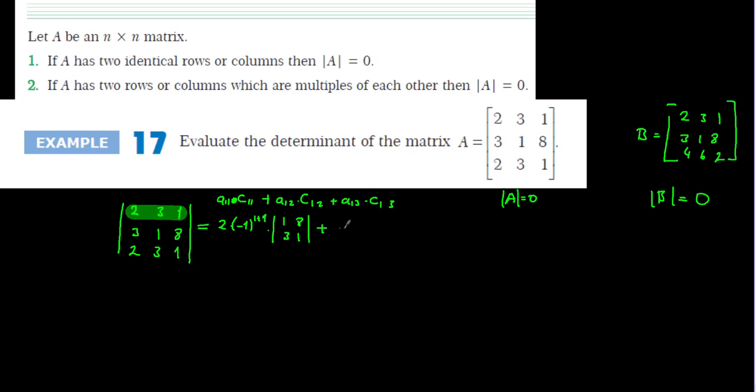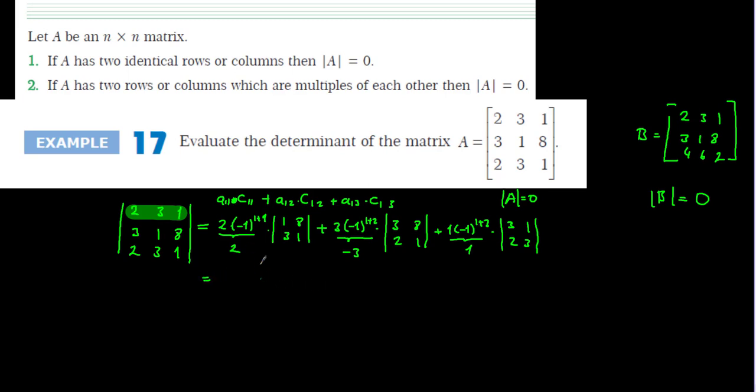Then plus 3 times minus 1 to the power of 1 plus 2 times the minor, when you close the row and column, this is 3, 8, 2, 1. And the last one is 1 times minus 1 to the power of 1 plus 3 times the minor, which is equal to 3, 1, 2, 3. Here the sign is going to be equal to 2, this is equal to minus 3, and here this is equal to 1.